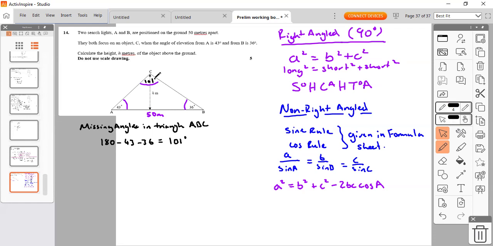Now remember, I'm trying to find the height. I don't have enough information to do that straight away, so I'm going to continue using the larger triangle. Now I want to find another bit of data. I want to find the length AC. I'm going to use the sine rule: A over sine A equals B over sine B equals C over sine C.